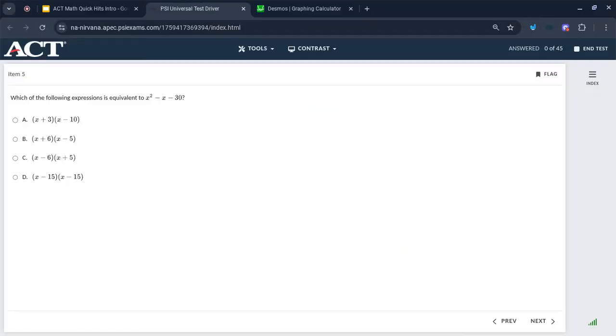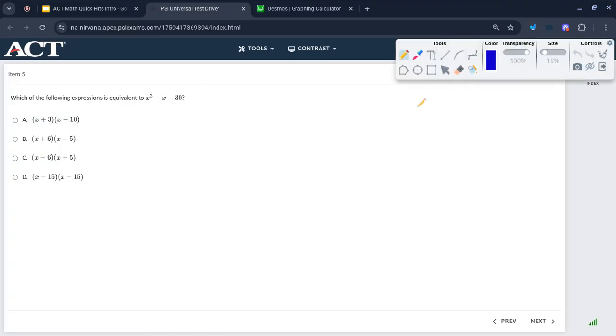The question today involves what we call a quadratic, and we know it's a quadratic because the very first term here says x squared. That piece right there, the highest degree is a squared. That tells us that we're dealing with a quadratic. That tells us that our graph would be a parabola. It also tells us that it's possibly factorable. So that is what this question wants us to do. It asks us to find which expression is equivalent to x squared minus x minus 30.